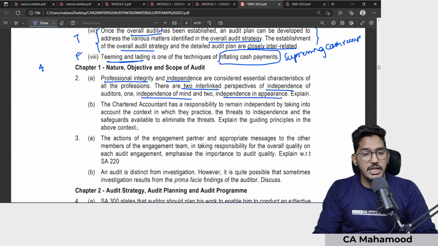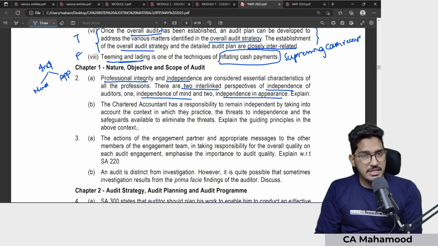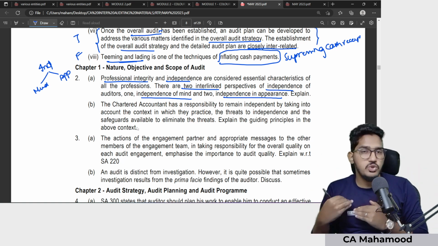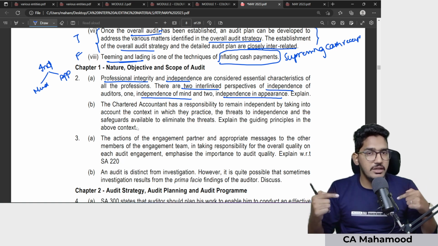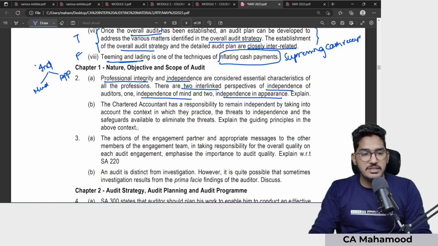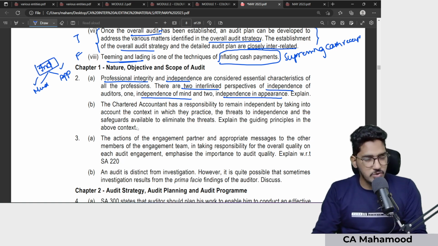And also, as we know, independence will be of two types: independence of mind and independence of appearance. Independence of mind means it is an agreement of mind to act independently. Independence of appearance means you should not be related with the client in any manner which can make the independence get compromised. So straight away question, they're asking you to explain in a detailed manner independence of mind and independence of appearance. No indirect question, straightforward question.